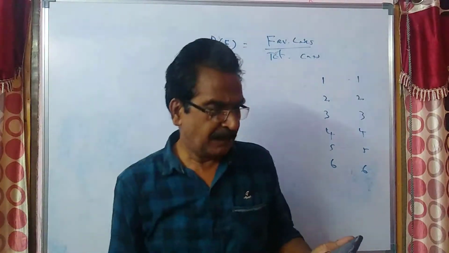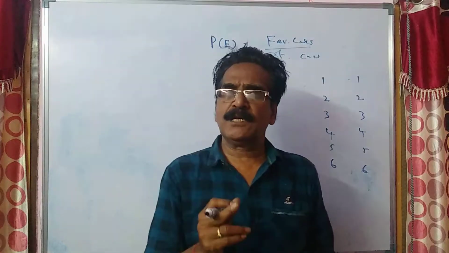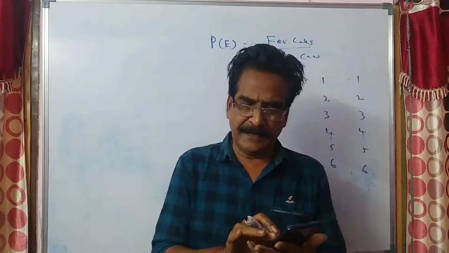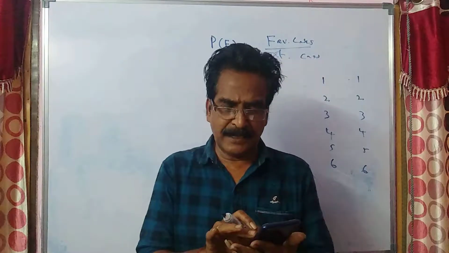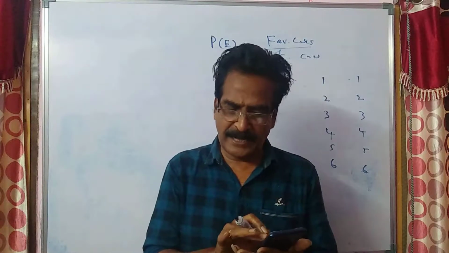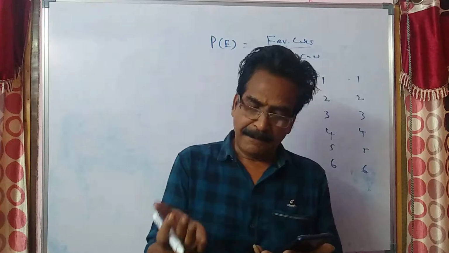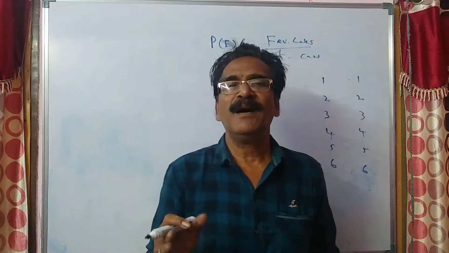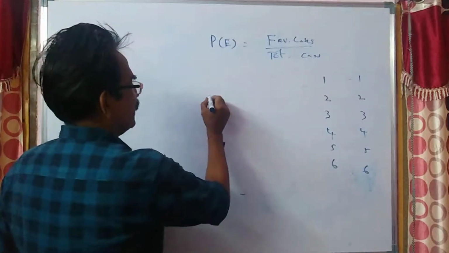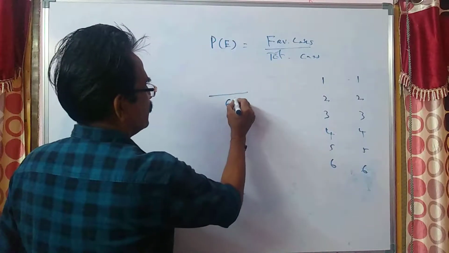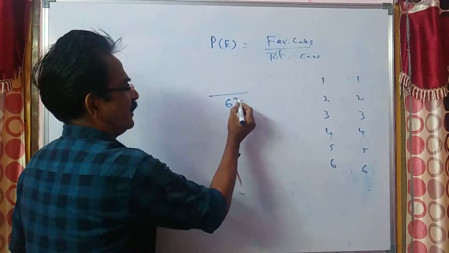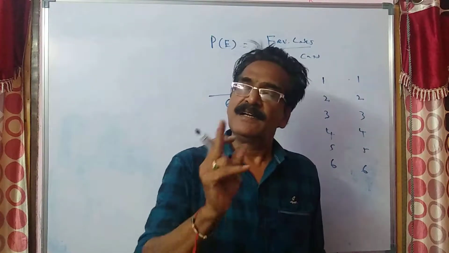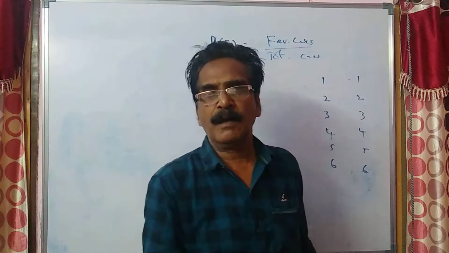Here is one more interesting problem. Two dice are thrown. What is the probability that the sum of the numbers shown on the two dice is maximum or minimum? Two dice are thrown. 6 squared is the total number of cases. For favorable cases, the sum on the two dice is either maximum or minimum.